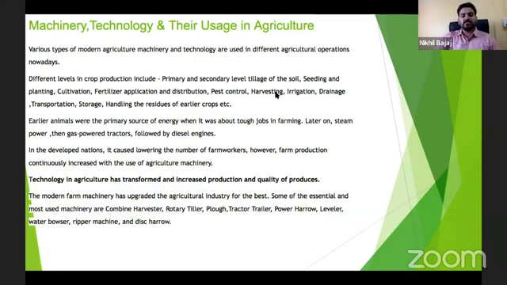Now there are various levels in the production line which we need to do for making the soil ready for growing the crops. They are the primary and secondary tillage and pH of the soil, then the seeding and planting, fertilizer application, distribution, and pest control, which is very much necessary. Also irrigation, drainage, as we have discussed earlier, then the transportation, storage, and the handling of the crops.